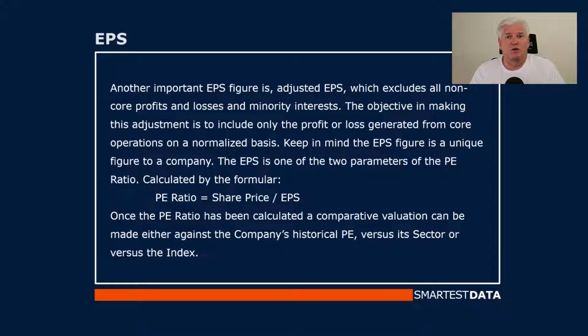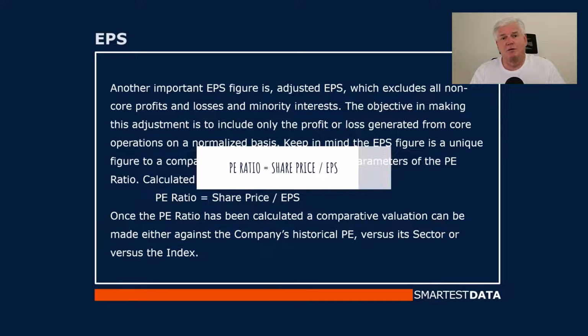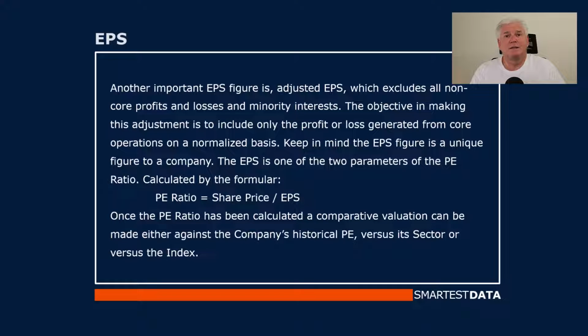The EPS is one of the two parameters of the PE ratio, calculated by the following formula. PE ratio equals the share price divided by earnings per share. Once the PE ratio has been calculated, a comparative valuation can be made either against the company's historical PE versus the sector or versus the index.